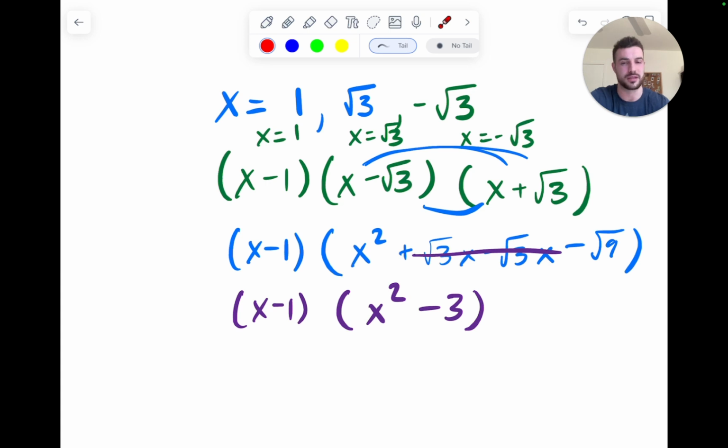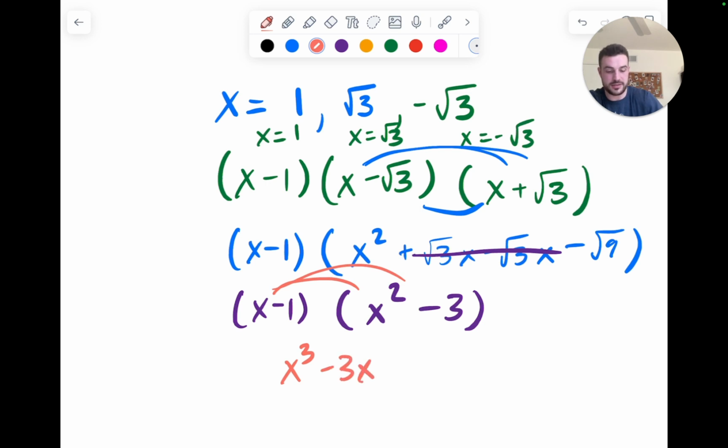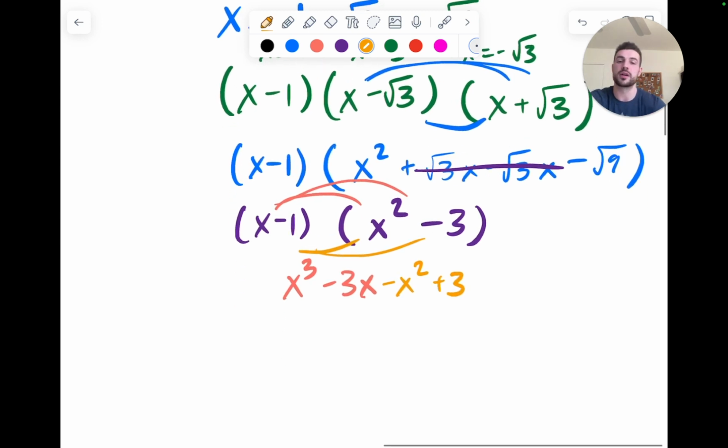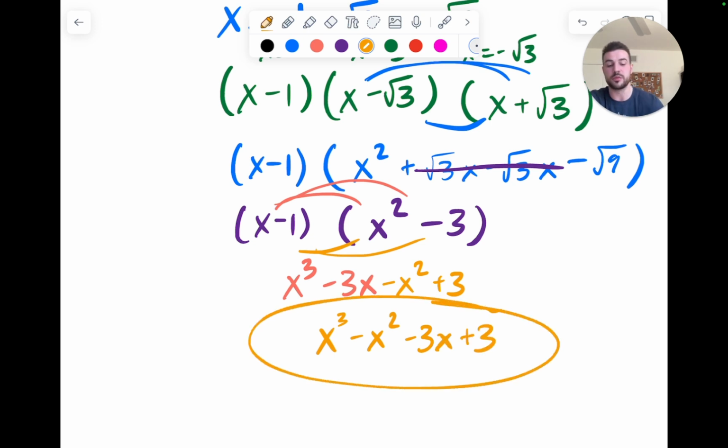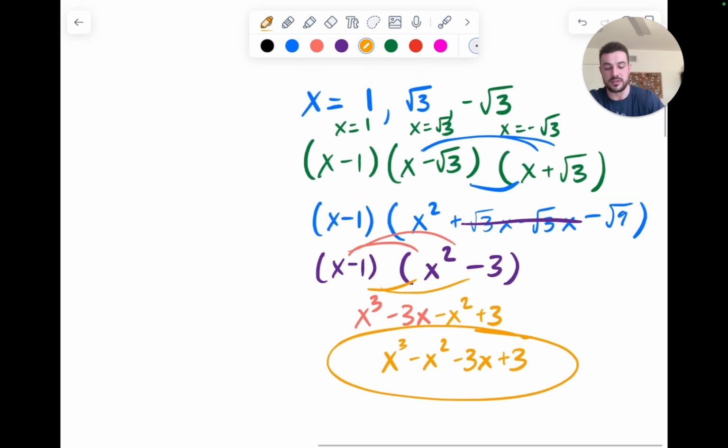which might make it a little bit more complicated. So lastly, I'm going to distribute the x to get an x cubed minus 3x, and now I'll do the same thing with my -1. And that will be a minus x squared plus 3. So reorganizing this and getting into standard form is important. So I'll have an x cubed minus x squared minus 3x plus 3 is going to be the polynomial that has the solutions that we listed above.